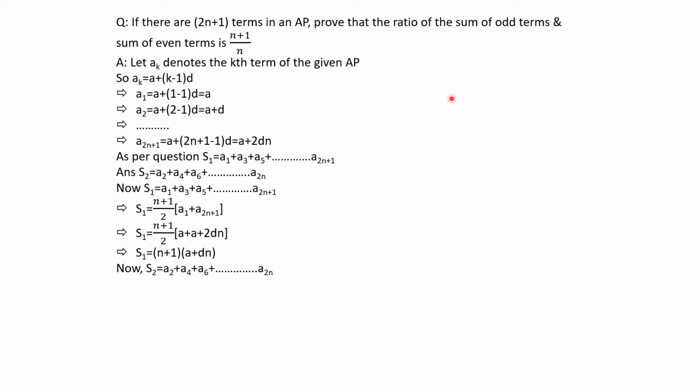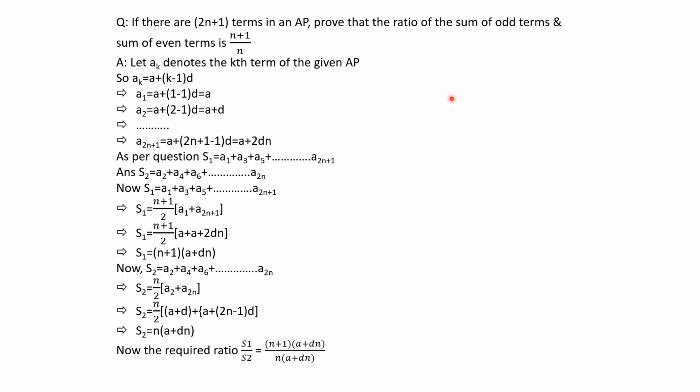Now S2 equals A2 plus A4 plus A6 and continues up to A2n, or it is nothing but n by 2 whole into A2 plus A2n, or it is n by 2 whole into A plus d plus A plus 2n minus 1 whole into d, or on simplifying we get it is n into A plus dn. Now the required ratio is S1 by S2, which is nothing but n plus 1 whole into A plus dn whole divided by n into A plus dn. Now in both numerator and denominator, A plus dn can be cancelled. So we are getting n plus 1 whole divided by n. Hence proved.